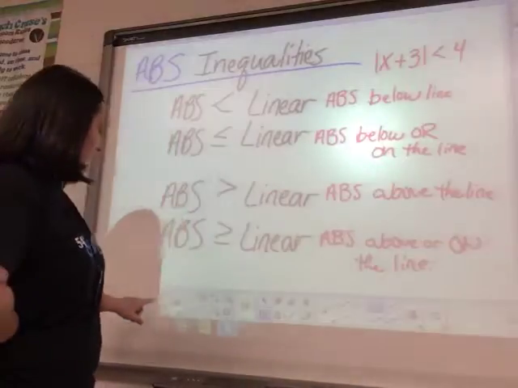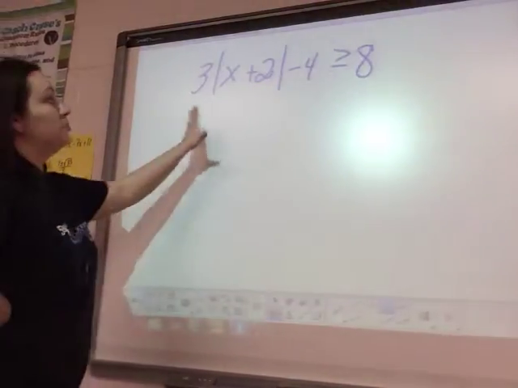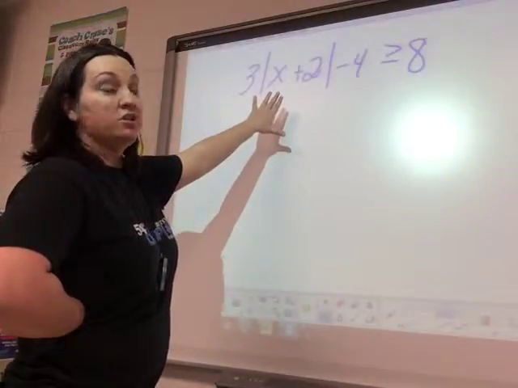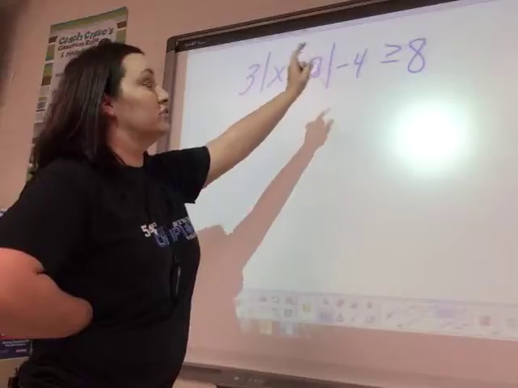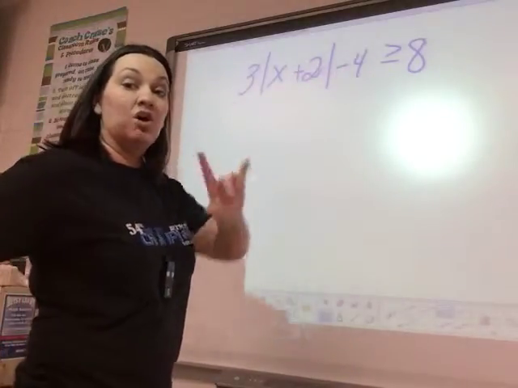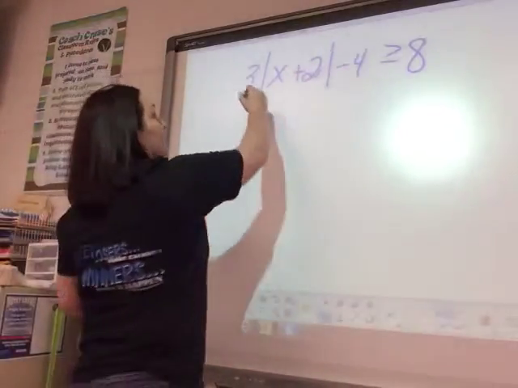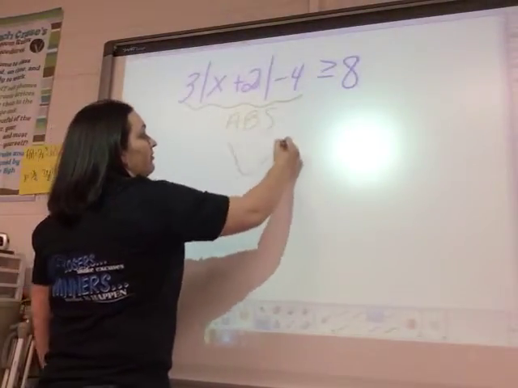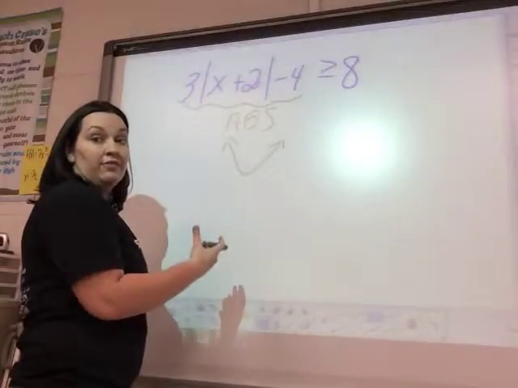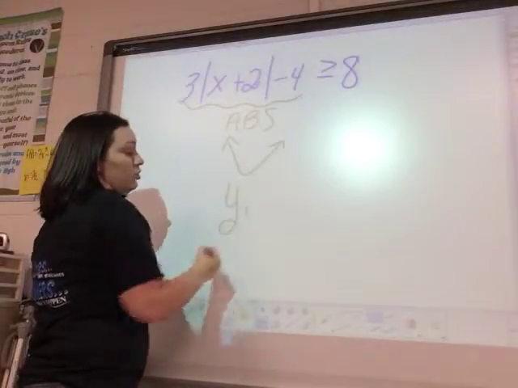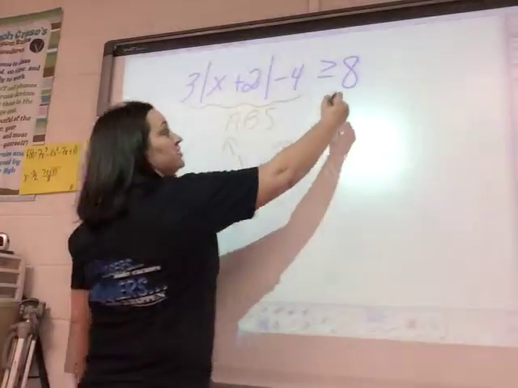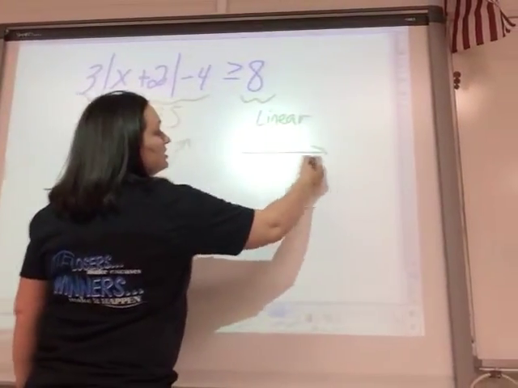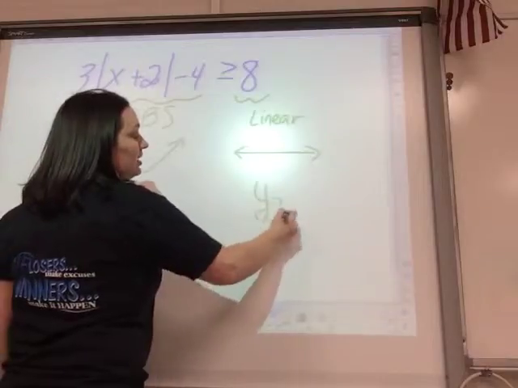Let's do an example. My next example is going to be this big long inequality: 3 times the absolute value of x plus 2, minus 4, is greater than or equal to 8. Let's talk graphically first. This piece, that's your absolute value. It's going to look like a V on the graph, and it's going to be typed into y1. This piece, that's your linear. It's going to be the constant on your graph, and that's going to be in y2.